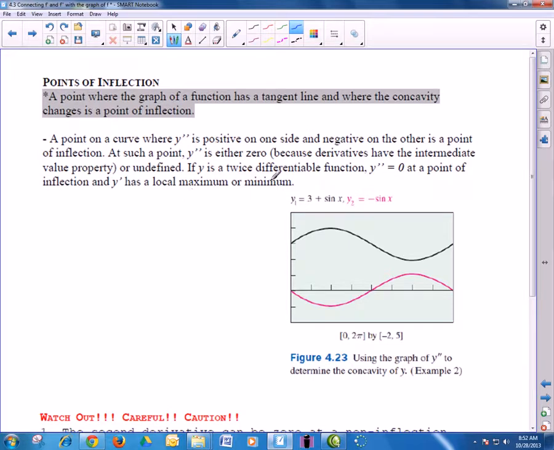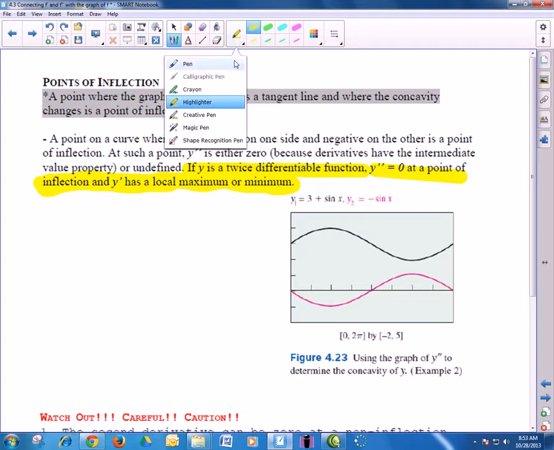So what that means, if you look at this last sentence here, it says if y, let's see if I can highlight this. So this is kind of deep, so pay attention. If y is a twice differentiable function, the second derivative is 0. So if it's twice differentiable, the second derivative is equal to 0 at some point, at a point of inflection, and the first derivative has a local maximum or minimum. So the first derivative has a local maximum or local minimum. Okay? All right.